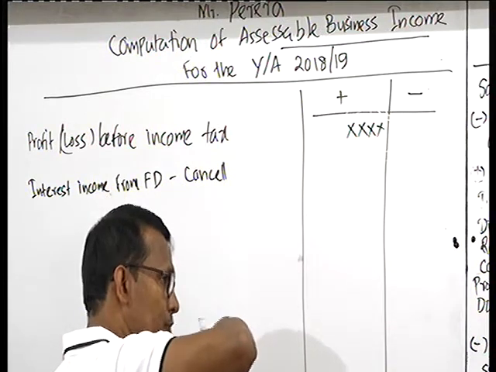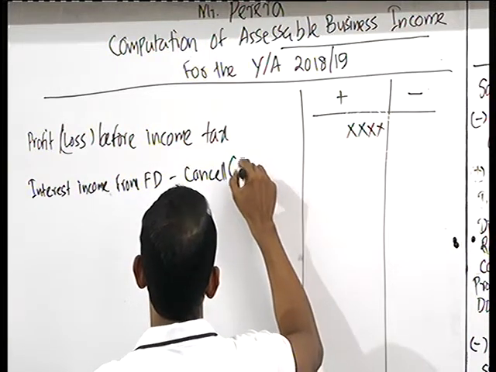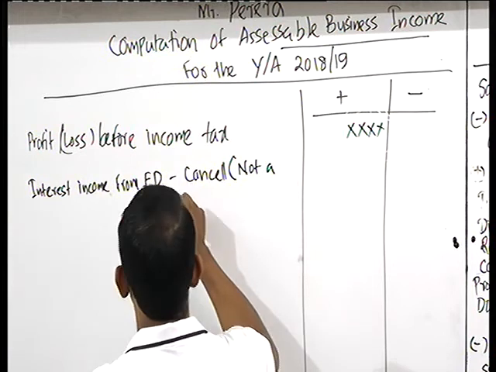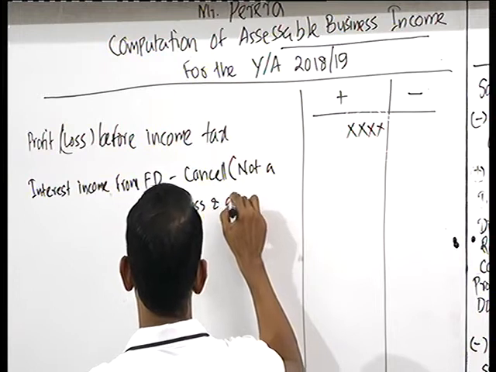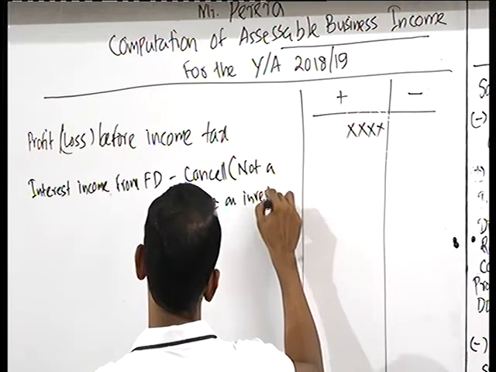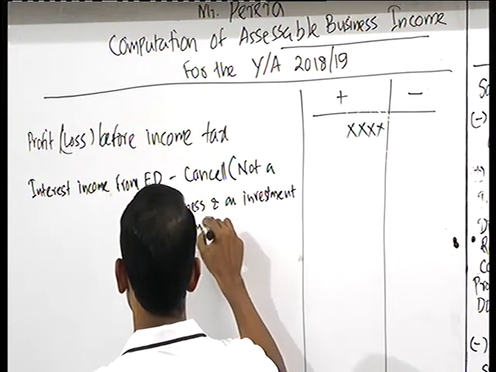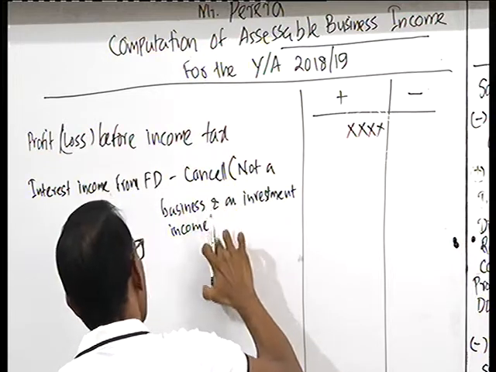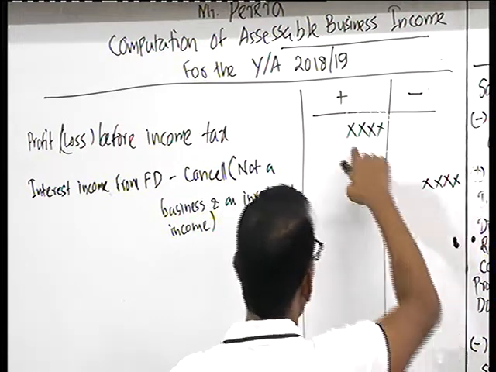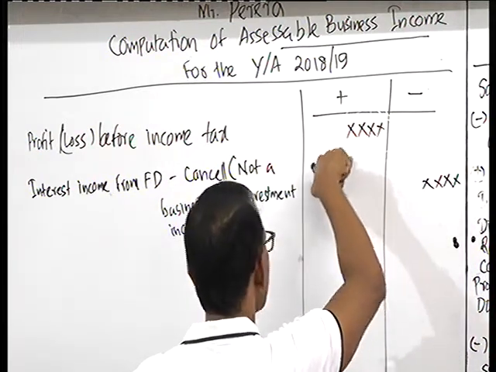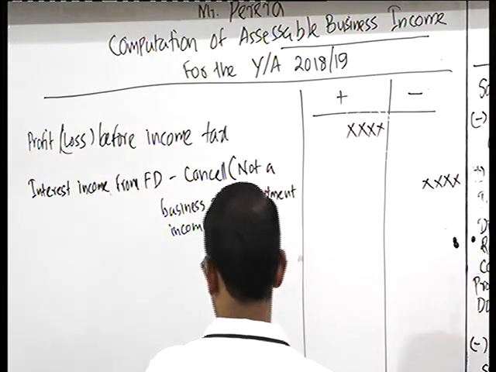It is totally investment in nature. So why are you cancelling? Not a business income, and an investment income. So then you can cancel it out. Cancel means you are removing from the profit this interest income that is included. So then you have to minus.